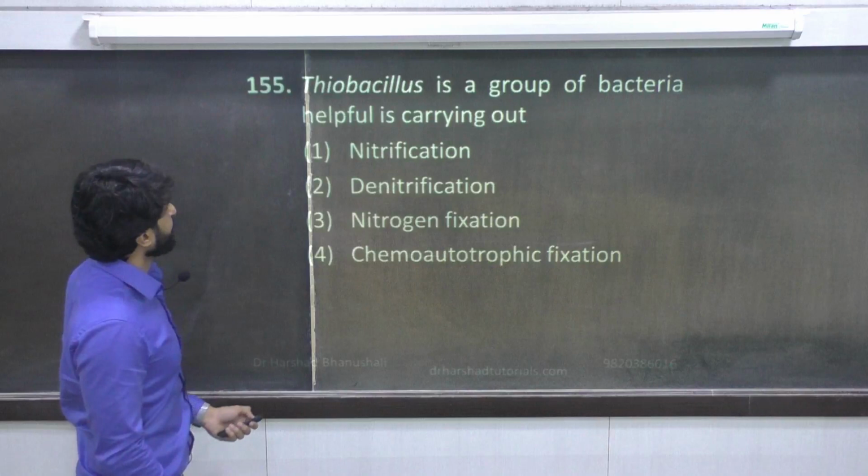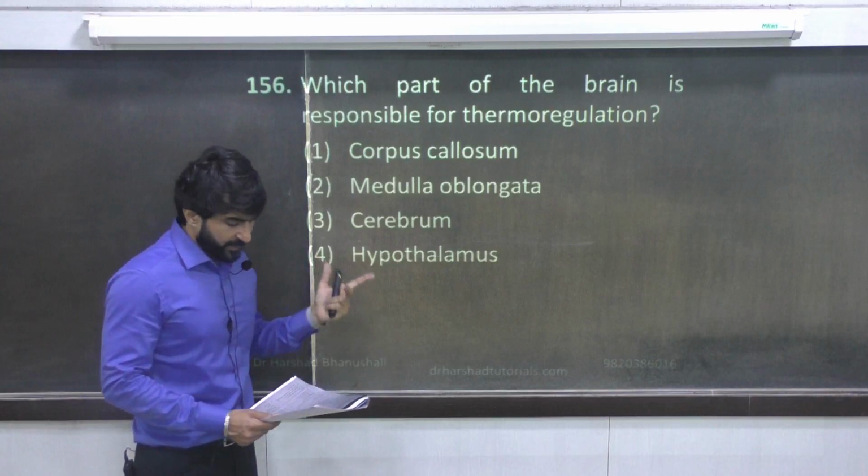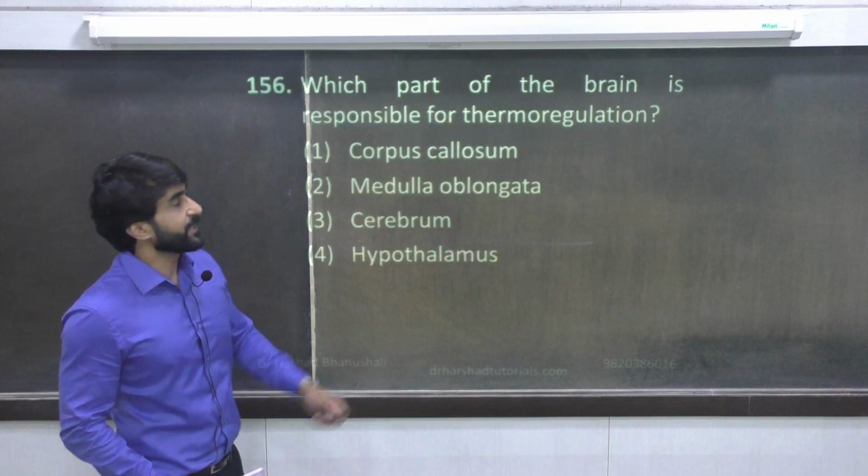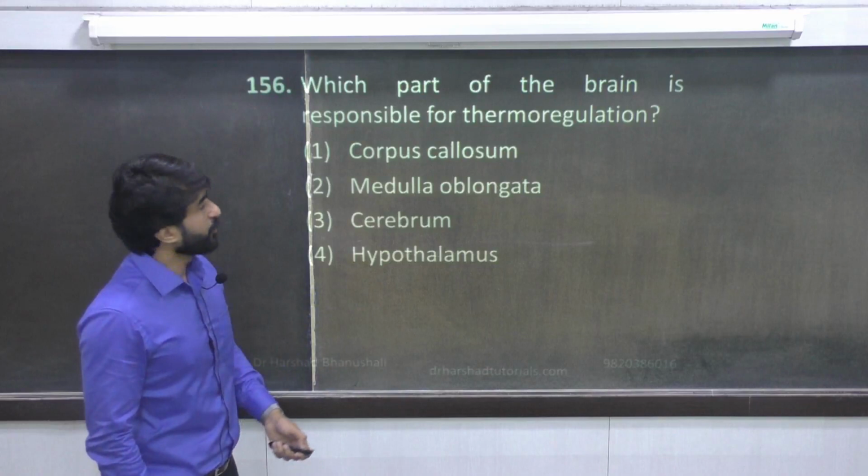Next, which part of the brain is responsible for thermoregulation? Again, according to me, a pretty straightforward question. We all know hypothalamus is the thermostat of your body. Hypothalamus is the one which helps in regulating our body temperature. So straightforward question 156, your answer would be option number 4.